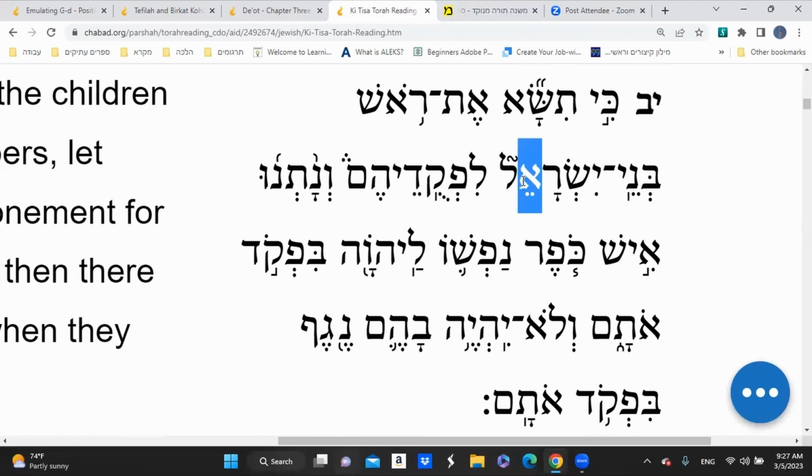Here you can hear the sound of the Aleph, the glottal stop. You should not say Yisrael run together, but Yis-rael. The Aleph makes a sound, an abrupt distinction between the syllables.